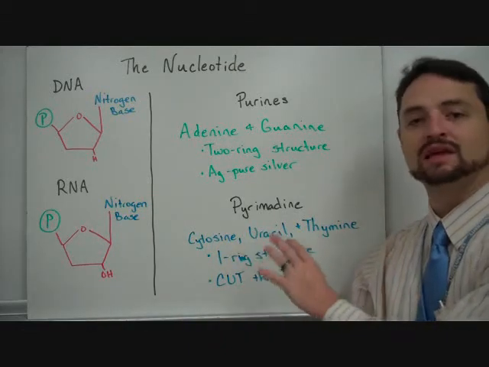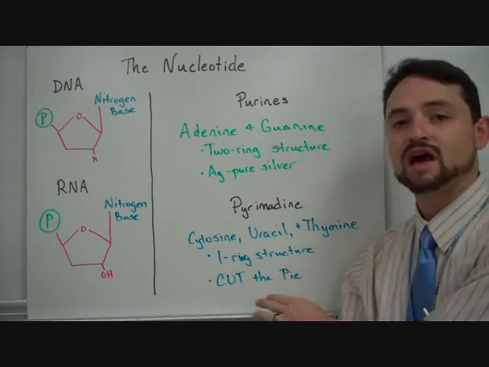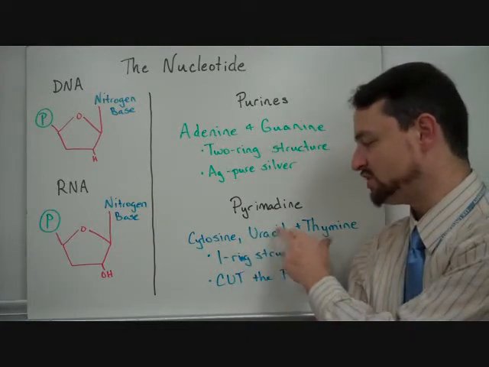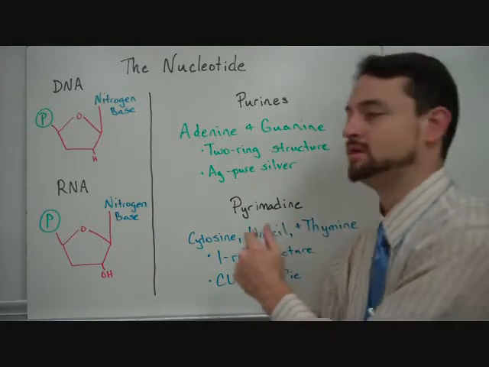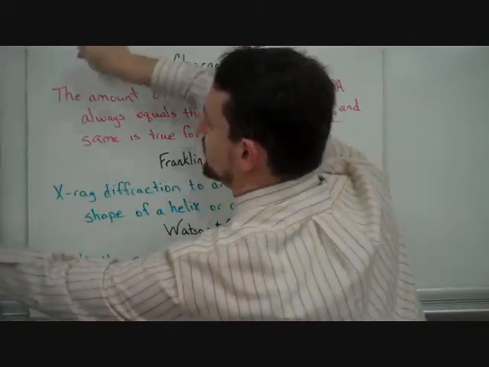And the way I remember these is I always think about cutting the pie. If I've got pie there, I want to cut it, right? So CUT, cytosine, uracil, thymine, are pyrimidines. All right, that's information that you need to know so that we can go on to this next step here.